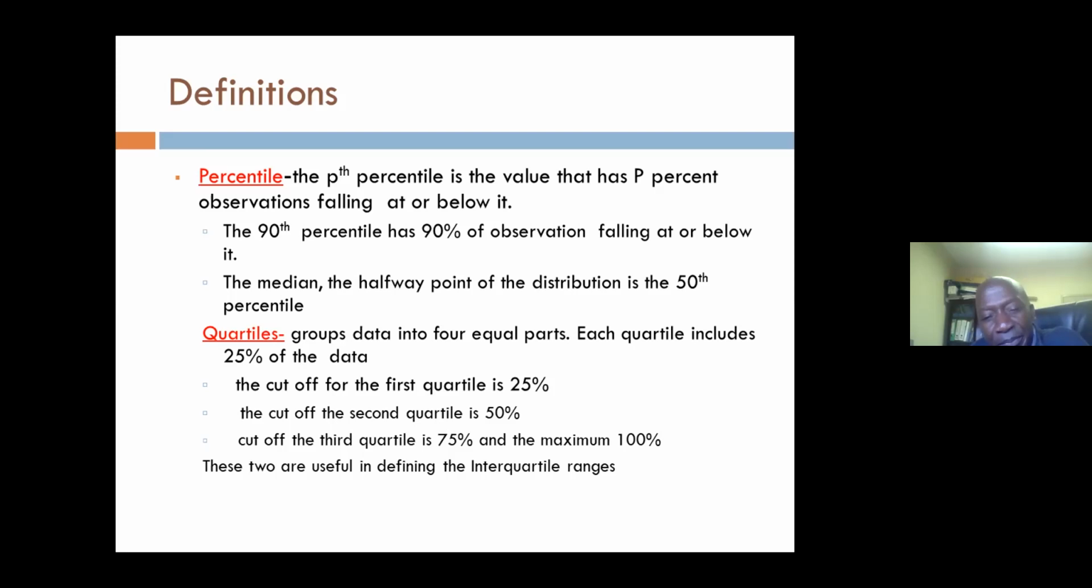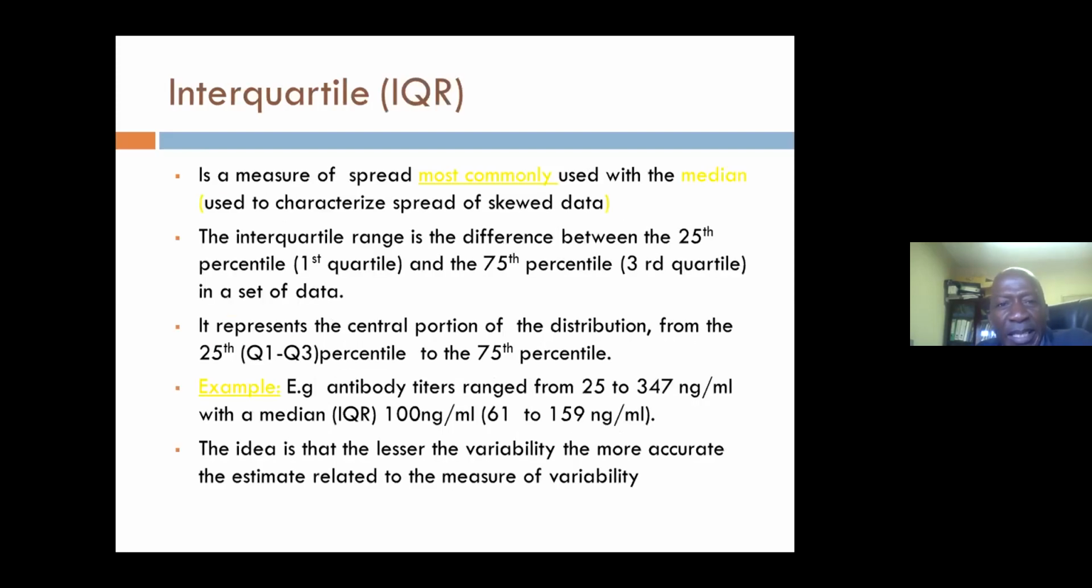The range between the first quartile and the third quartile is known as the interquartile range, defined by IQR. It is a measure of spread most commonly used with the median, to characterize the spread of skewed data. So if the median is your measure of central location of choice, you also report the interquartile range.